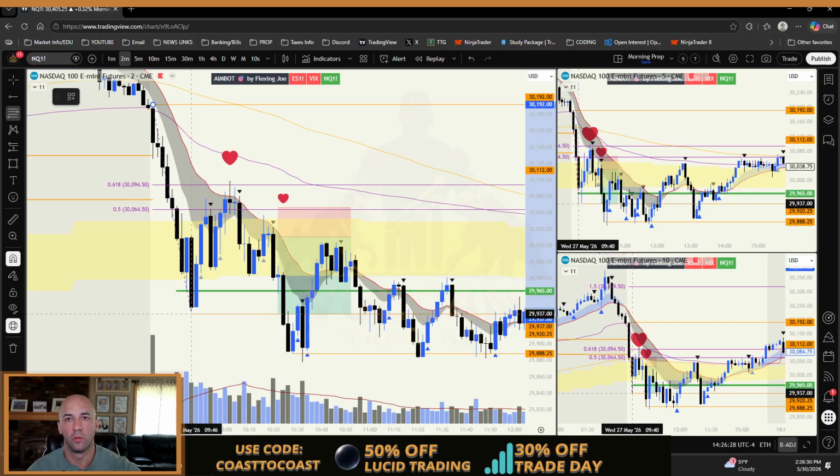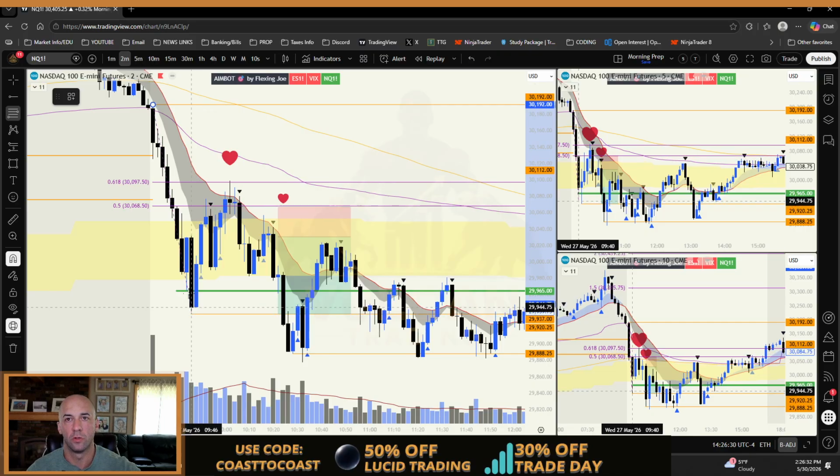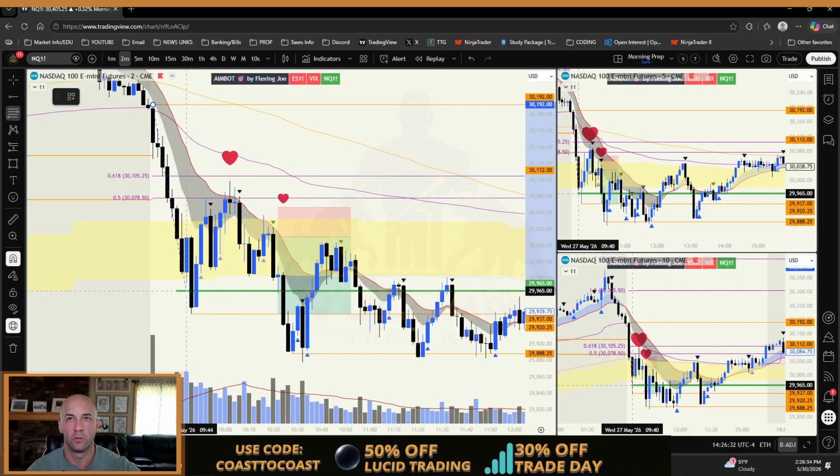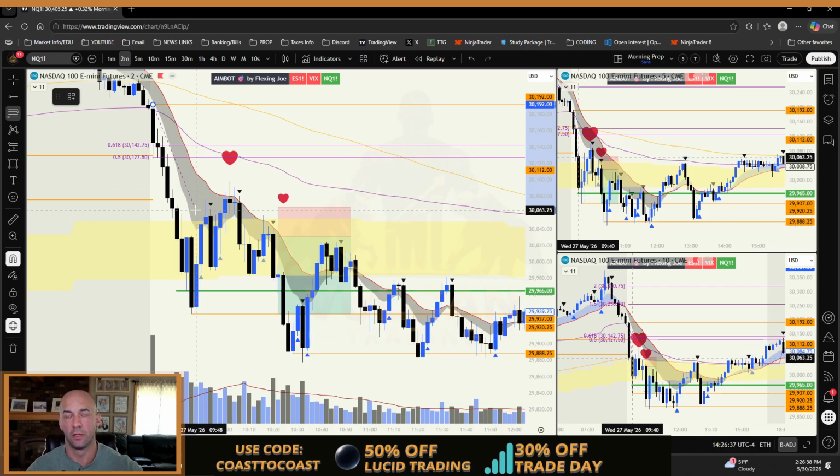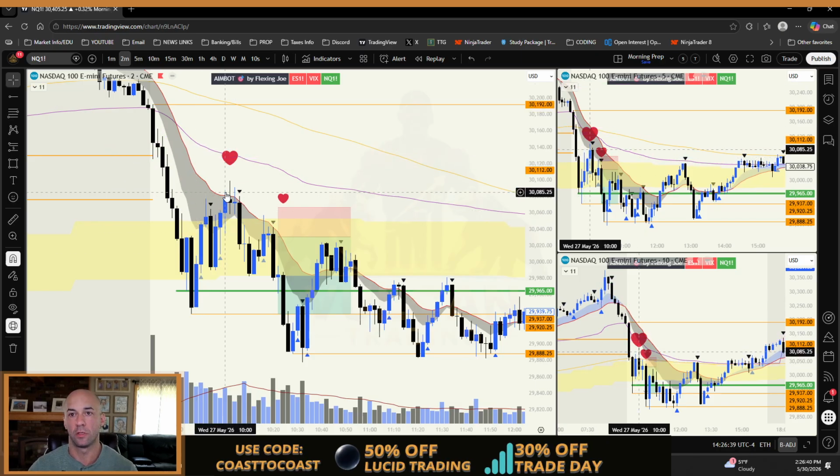From orb high to orb low on the 30, that was a golden zone pullback. On the 15, it was also a golden zone pullback. So it doesn't matter if you're using the 15 or the 30 there. It's a golden zone pullback right there. That one was pretty awesome.